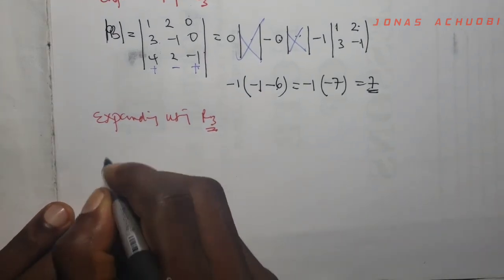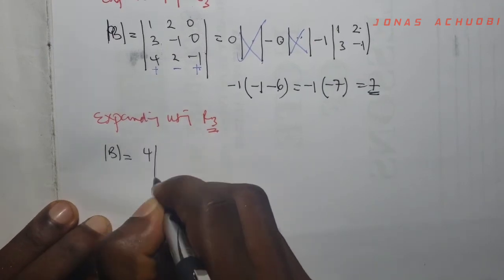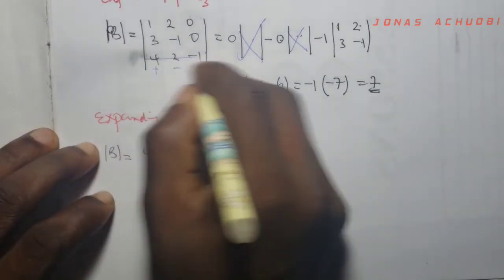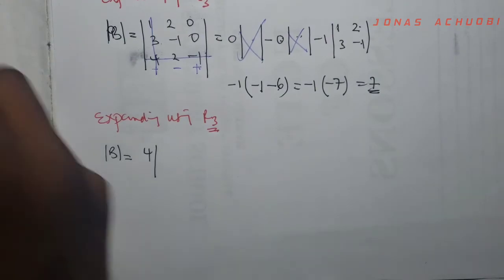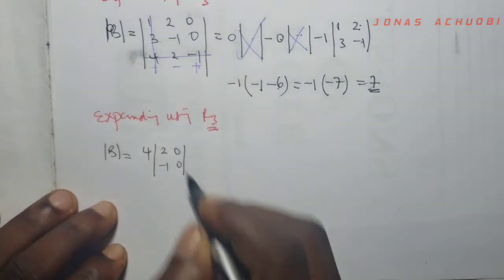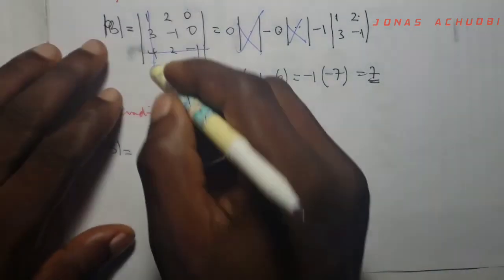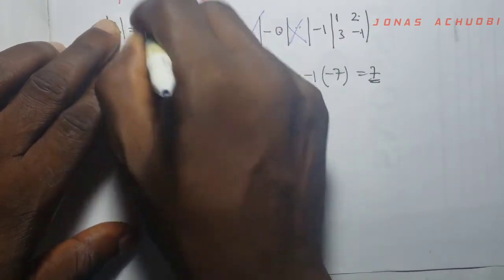This is going to be the determinant of matrix B. So we pick the first guy, 4, and delete the row and the column. What is left there is 2, 0, -1, and 0. This one is 2, so that will be -2. We delete again. So very fast, let's be faster now.